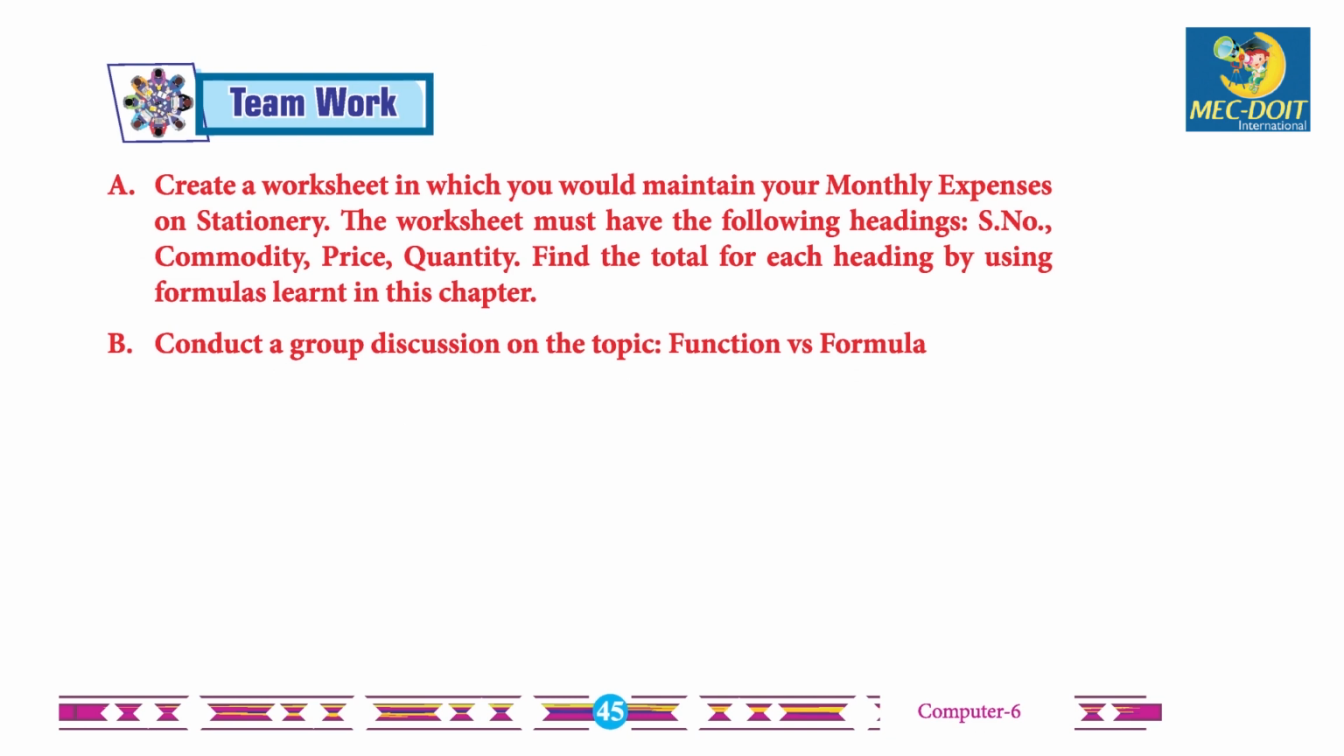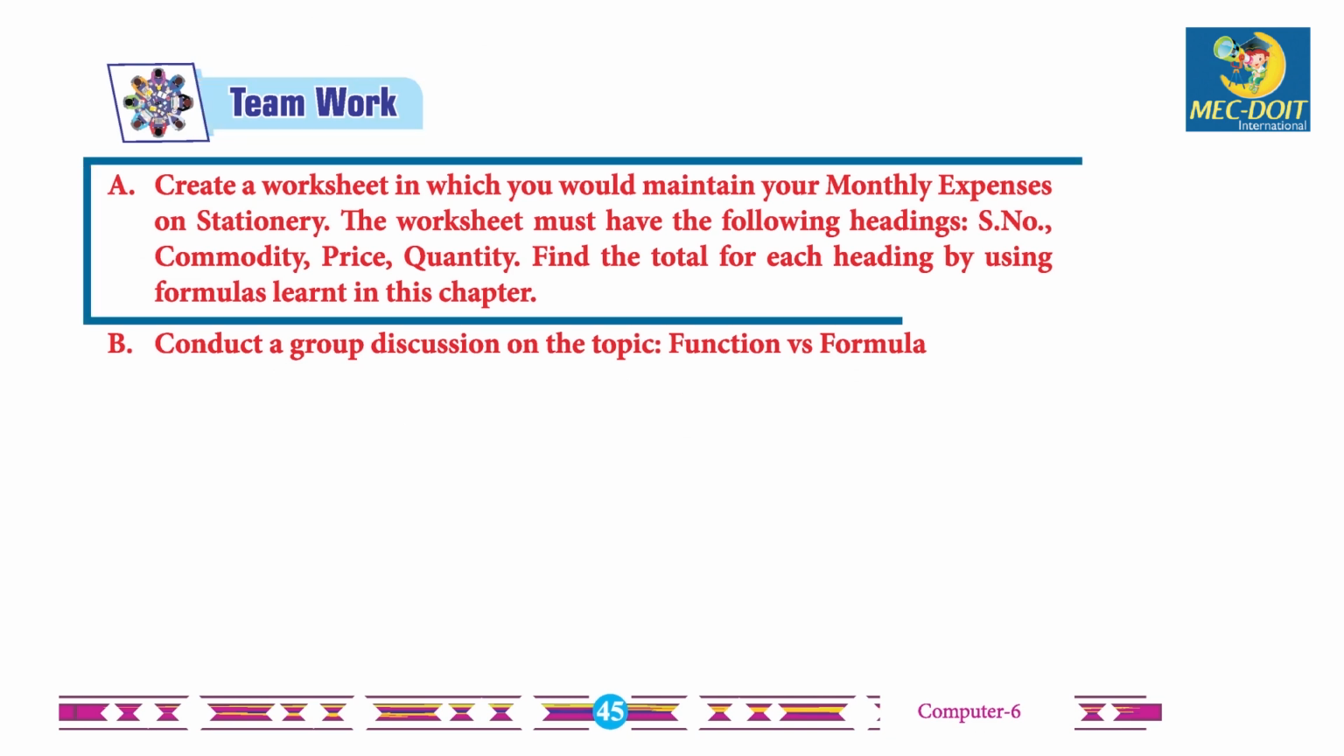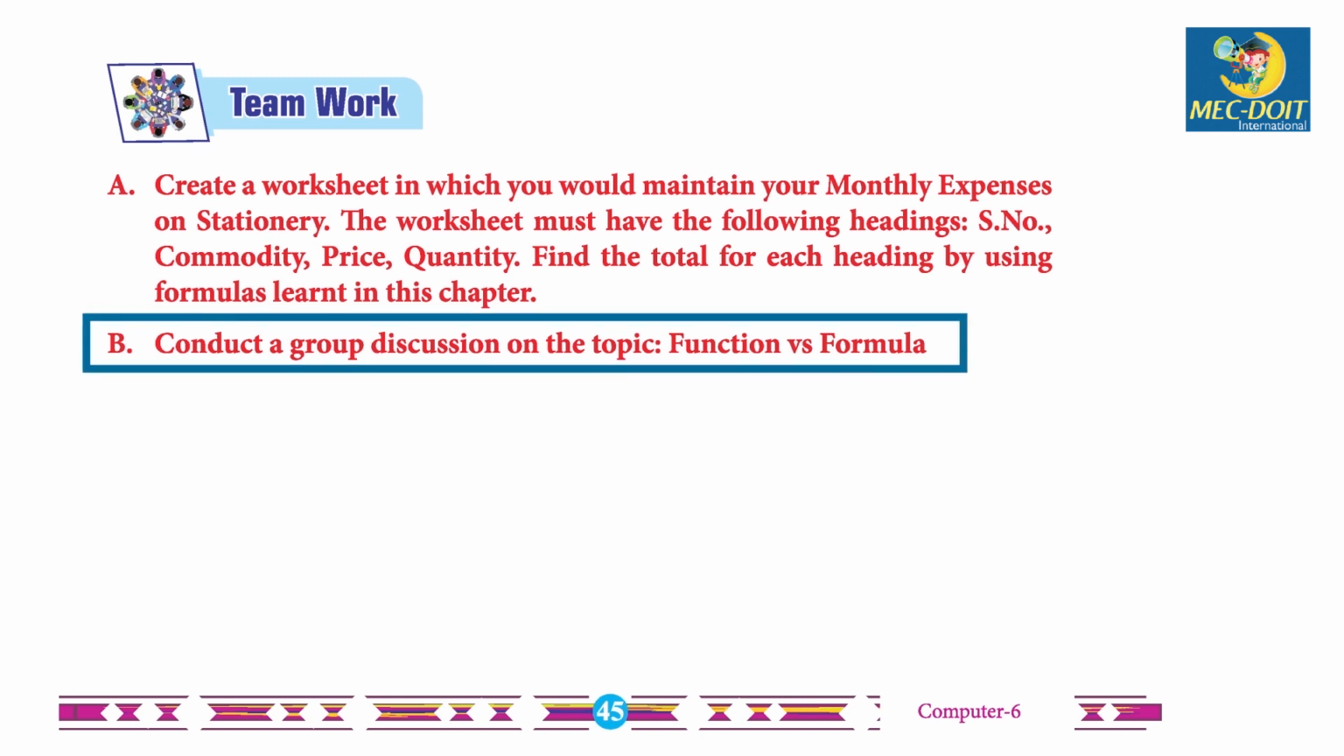Teamwork. A. Create a worksheet in which you would maintain your monthly expenses on stationery. The worksheet must have the following headings: serial number, commodity, price, quantity. Find the total for each heading by using formulas learnt in this chapter. Answer: the students will do it themselves. B. Conduct a group discussion on the topic function versus formula. Answer: students will do it themselves.